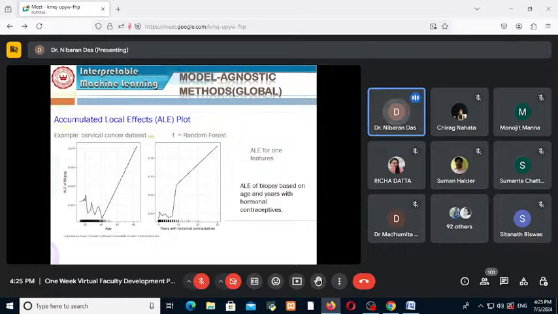This will be visualized here, especially if we think about the edge. If you notice here, this is very zigzag and then very high, and this is zigzag and high. This is ALE for one feature: ALE of biopsy based on age and years with hormonal contraceptives.